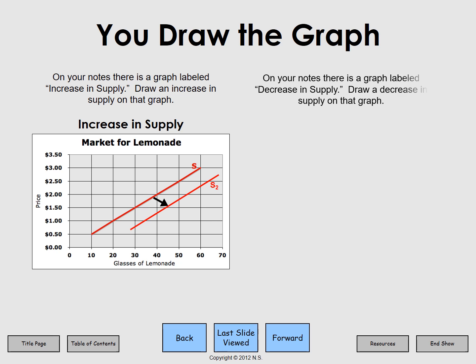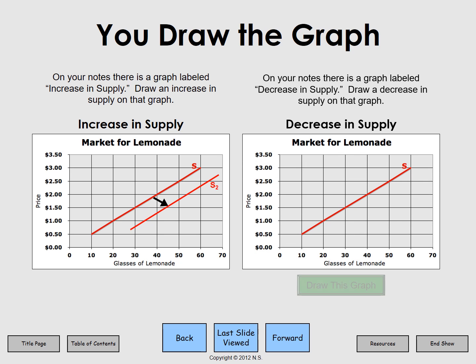Now, on your notes there's a graph labeled decrease in supply. So draw a decrease in the supply on that graph. So let's say that zombies attack your lemon farm and they suck the juice out of lemons, and it makes them faster so they can chase you more. Something bad happens and there's less lemons and they're more expensive. Where is that line going to shift? Now it costs you more money and you don't get as many lemons. So that line shifts to the left.